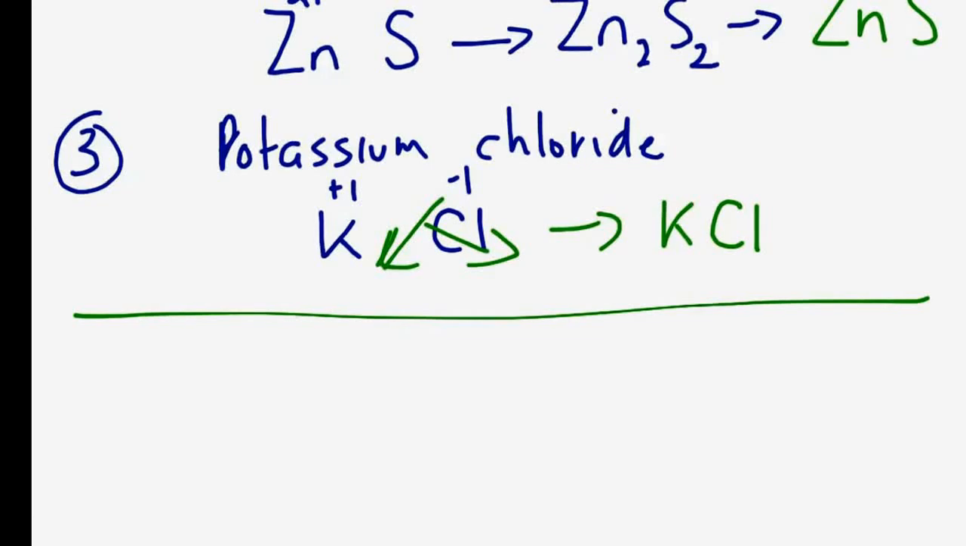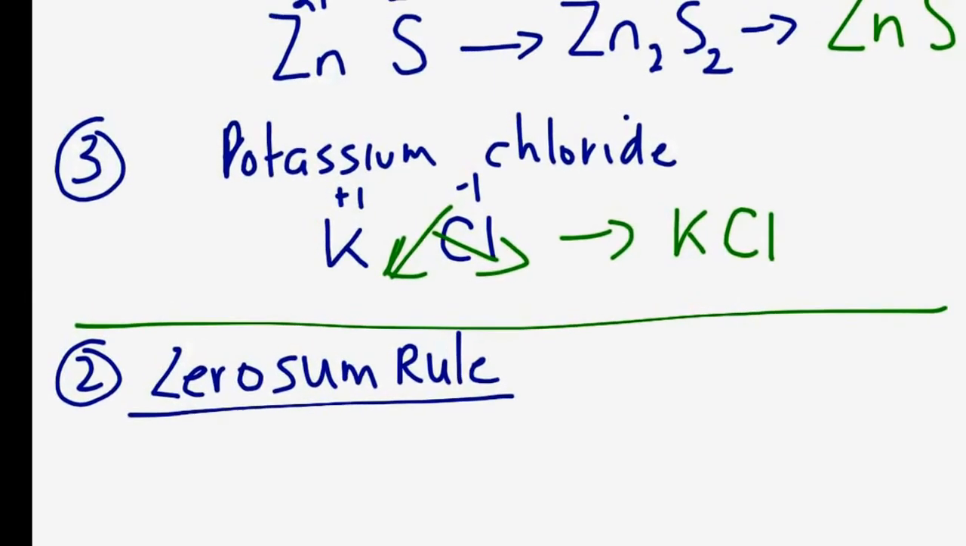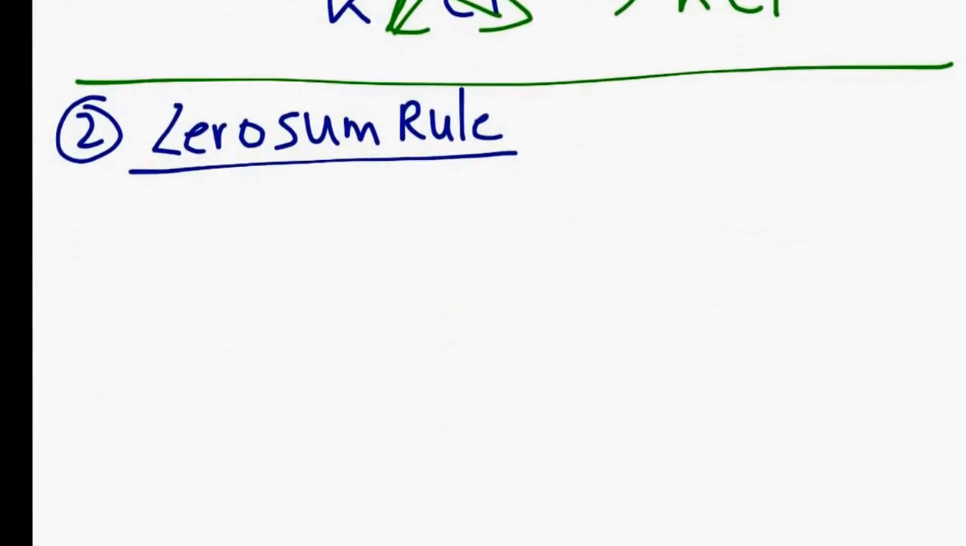multivalent metals. So the zero-sum rule will give you the right answer each time. So for the zero-sum rule, the charges on the cation have to equal the total charge on the negative anions, because the total net charge on any compound is 0.